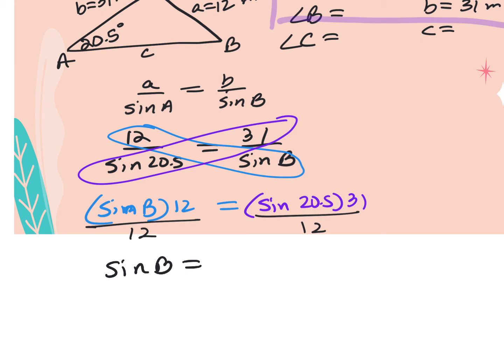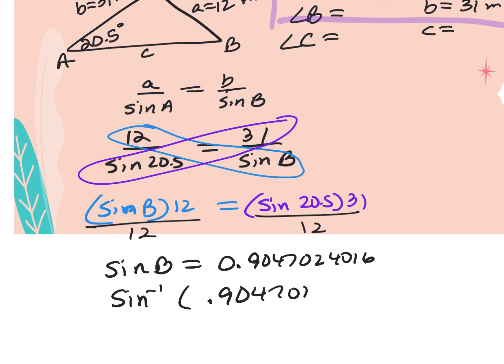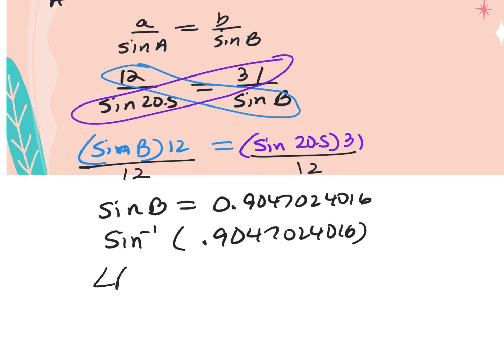So sine of 20.5 times 31 divided by 12 gives you, I get 0.9047024016. This is a good number. It's less than 1, and it's greater than -1. So now, inverse sine of this decimal. And again, leave the whole thing on your calculator. Do not round until the very last step.